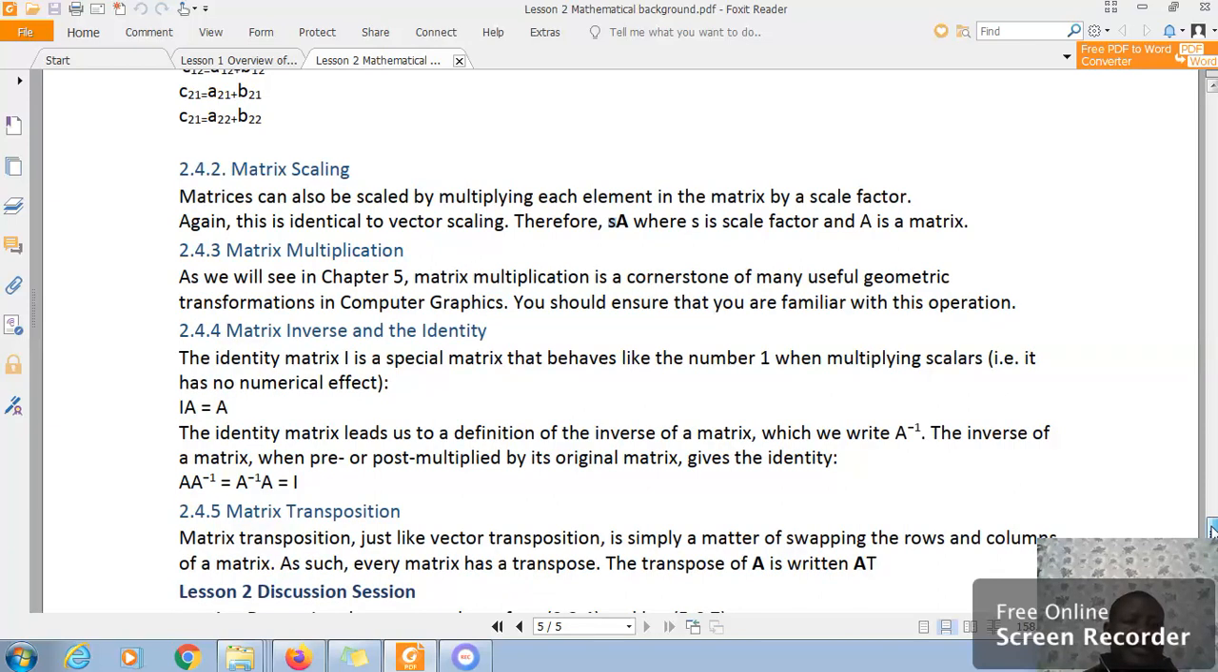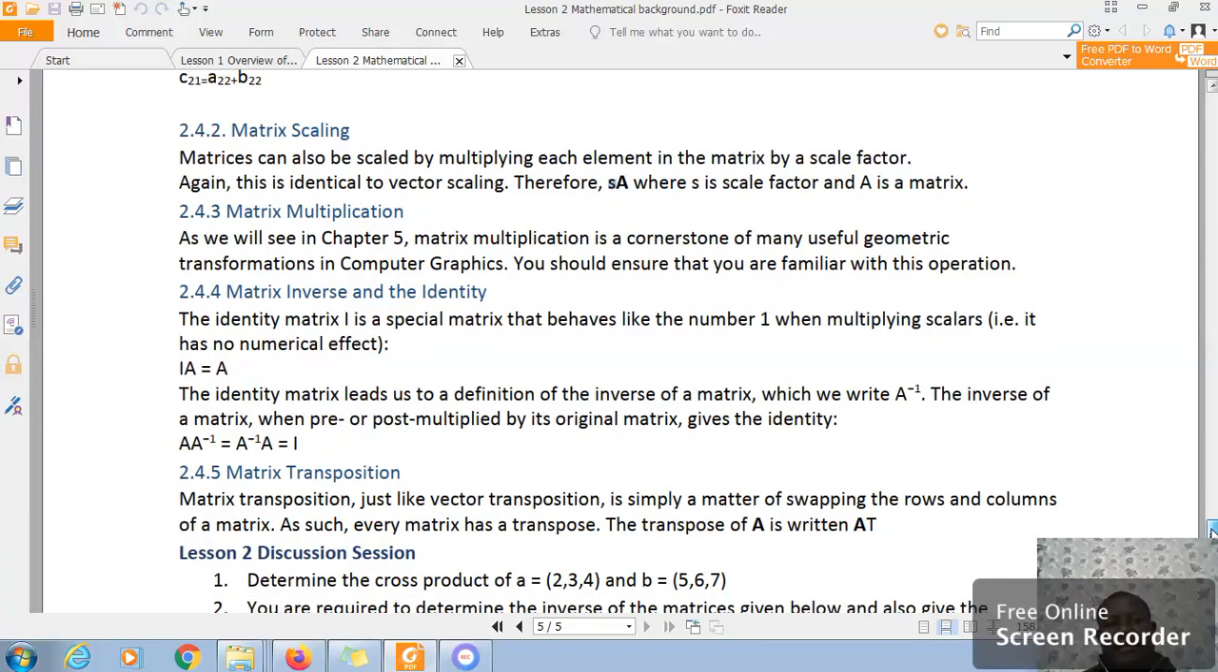Matrix inverse and the identity. The identity matrix is an interesting one. It is equivalent to the number 1 when multiplying scalars. So if you multiply a matrix A with the identity matrix, what you get is A. It doesn't change. The identity matrix leads to the definition of another kind of matrix we call the inverse matrix. If you multiply a matrix with its inverse, then you get the identity matrix.